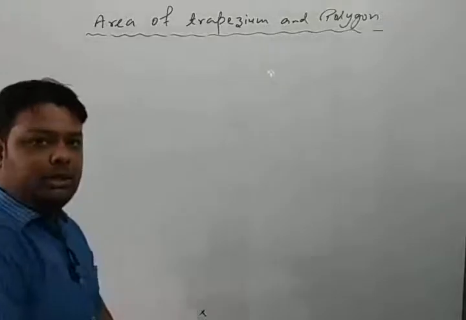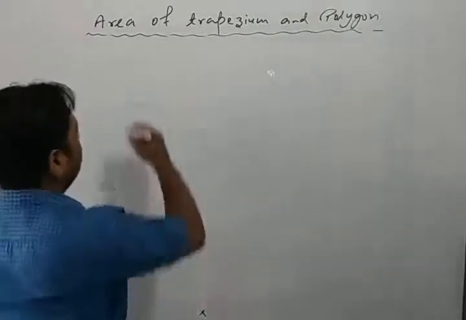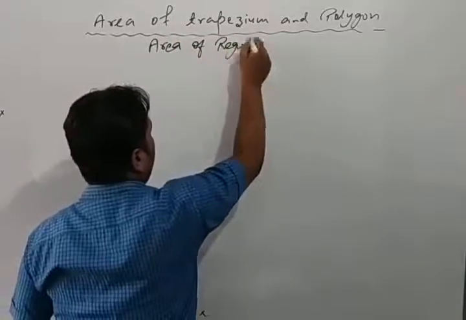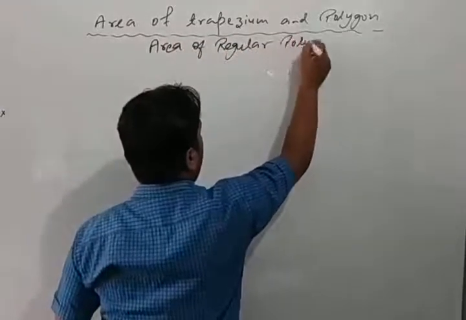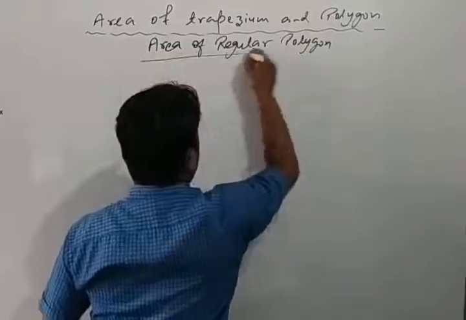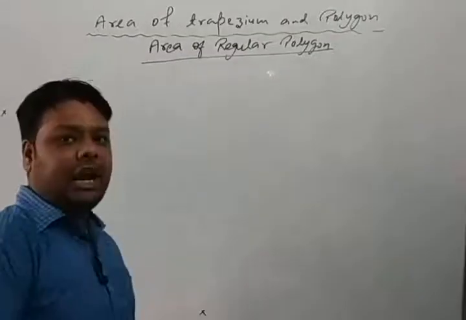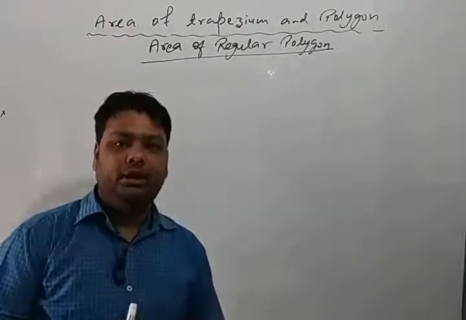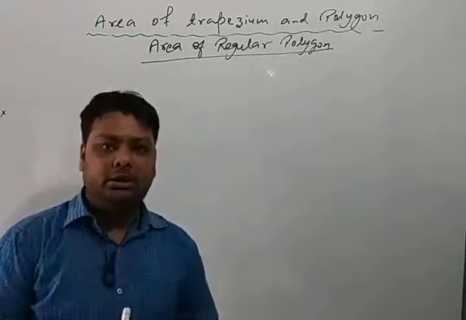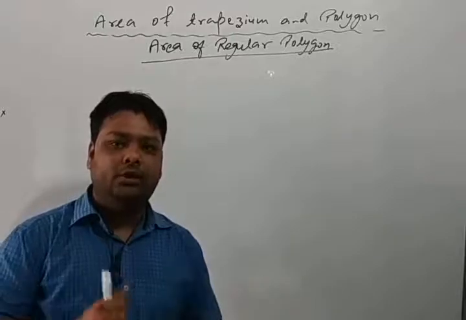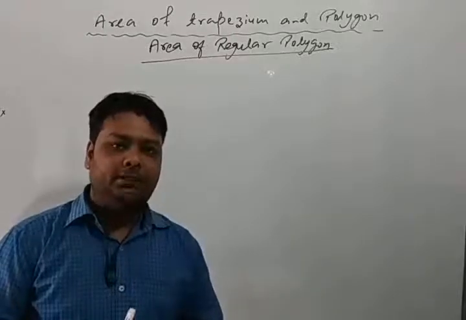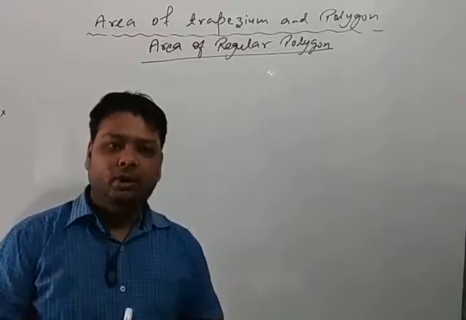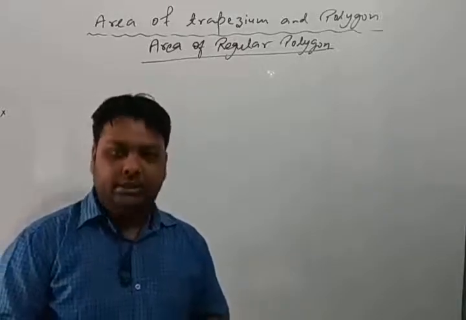So the first topic is area of regular polygon. In this type of question, we have to separate the figure into equal parts, and we have to find the area of only one part, and then we will multiply the area of the one part with the number of parts. Let's see with one example.